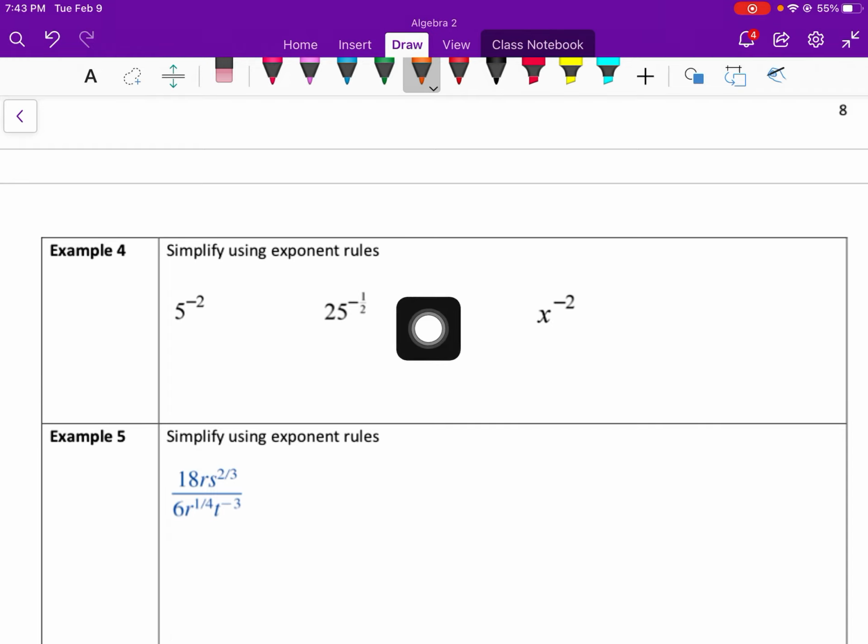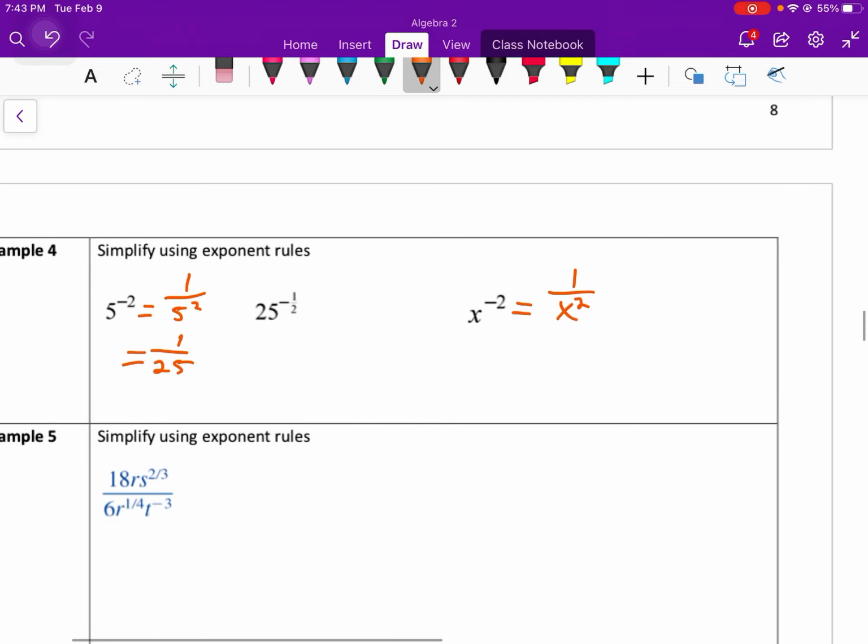All right, example 4, simplifying exponent rules. I'm going to start with this one. So it's to the negative exponent, so we need to do the reciprocal, so then that'd be 1 over x squared. Now I'm going to go all the way to the one to the left. Now it's 5 to the negative 2. So we rewrite that as 1 over 5 squared. Then we can simplify and make it 1 over 25.